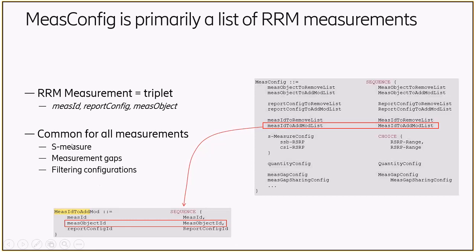And then there are a bunch of common parameters which are applicable for all measurements. Like the S-measure, where the UE starts measurements only when the PCell goes below a threshold. Then there are some measurement gap configurations, which is also something more generic for all measurements. And then filtering configurations, which are applicable also for the different frequencies.